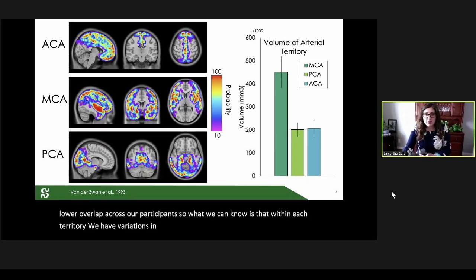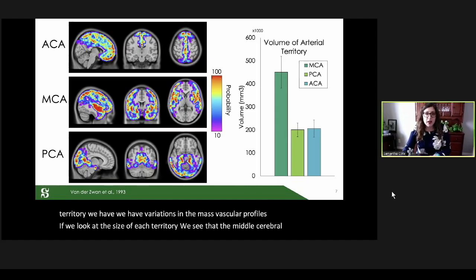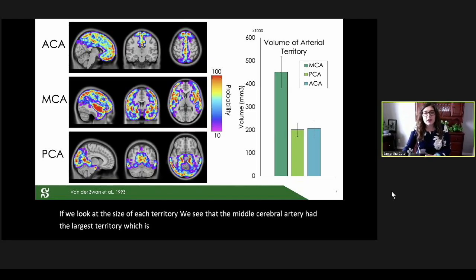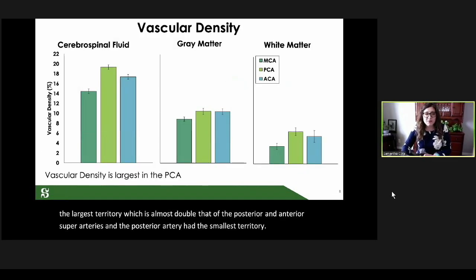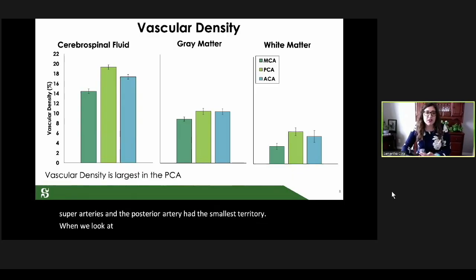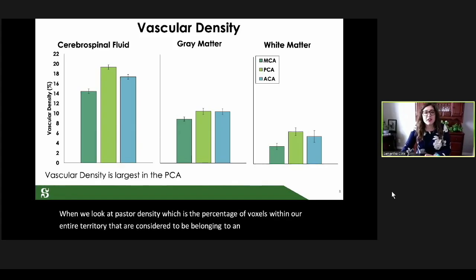If we look at the size of each territory, we see that the middle cerebral artery had the largest territory, which is almost double that of the posterior and anterior cerebral arteries. And the posterior cerebral artery had the smallest territory. When we look at vascular density, which is the percentage of voxels within our entire territory that are considered to belong to an artery, we see that the posterior cerebral artery had the highest vascular density compared to the other 2 arteries across each tissue type.